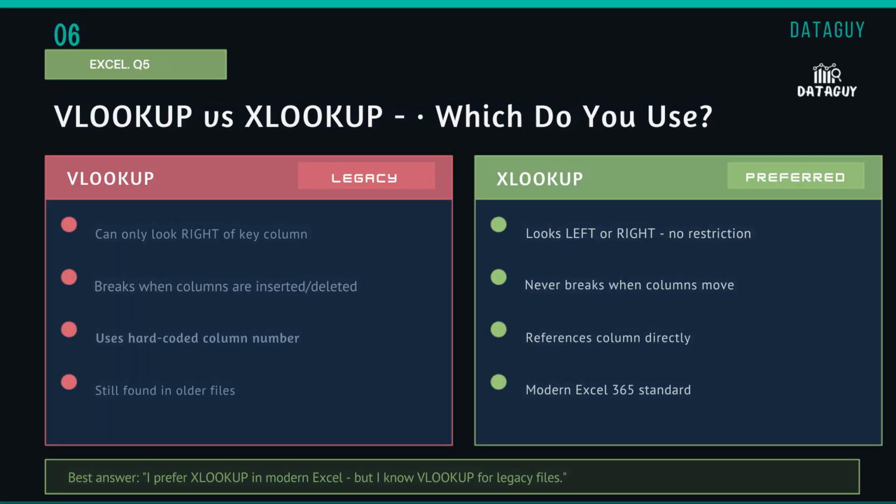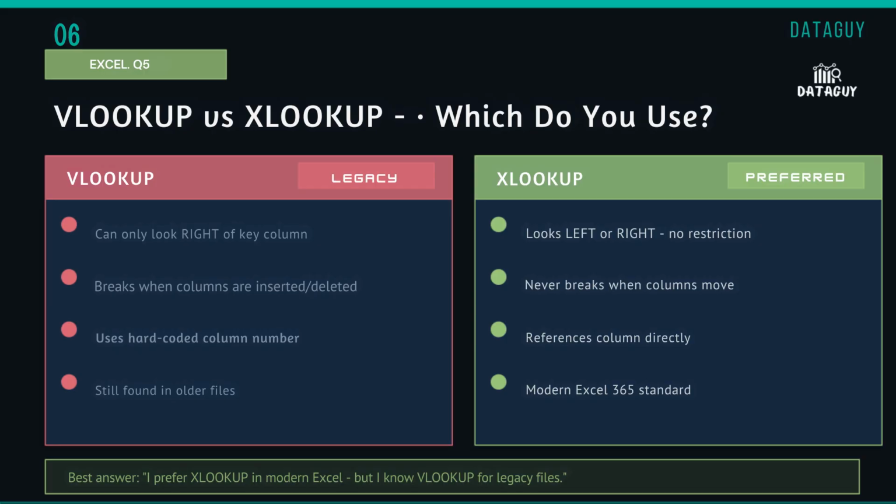Now let's switch to Excel. Question 5. What is the difference between VLOOKUP and XLOOKUP? This comes up constantly. VLOOKUP can only look to the right of your key column. If you insert or delete columns, it breaks because it uses a hard-coded column number. XLOOKUP fixes all of that. It can look left or right, it doesn't break when columns move, and it handles errors more gracefully.